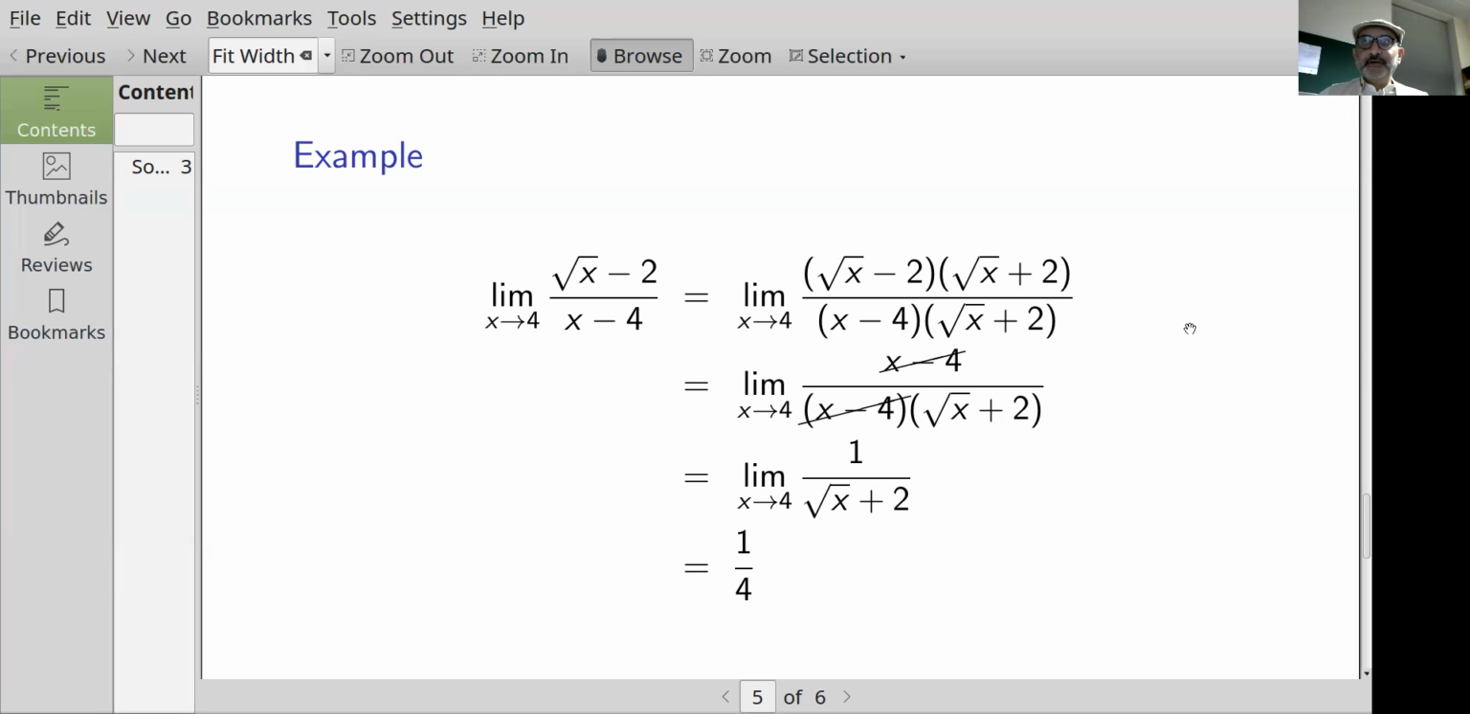So those are two algebraic techniques that you can use to rewrite the limit into some form that will allow you to do some simplifications and then allow you to do the limit.